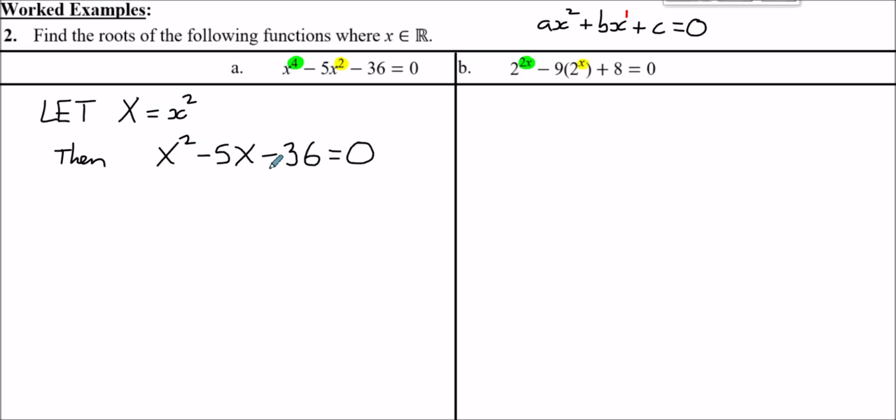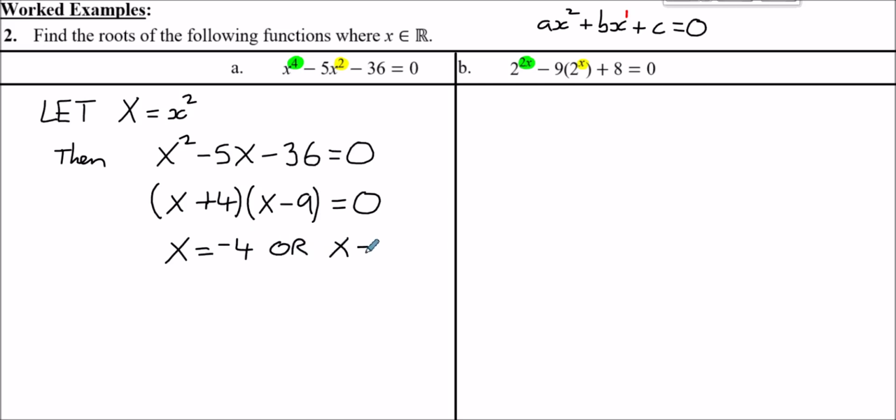So two numbers we need to find which multiply to minus 36 and add up to minus 5. Those two numbers are going to be positive 4 and negative 9. Therefore we can say that big X is equal to minus 4 or big X is equal to positive 9. However, we didn't actually have this quadratic in terms of big X. We need to remember that big X is actually x squared, and so either x squared is minus 4 or x squared is 9.